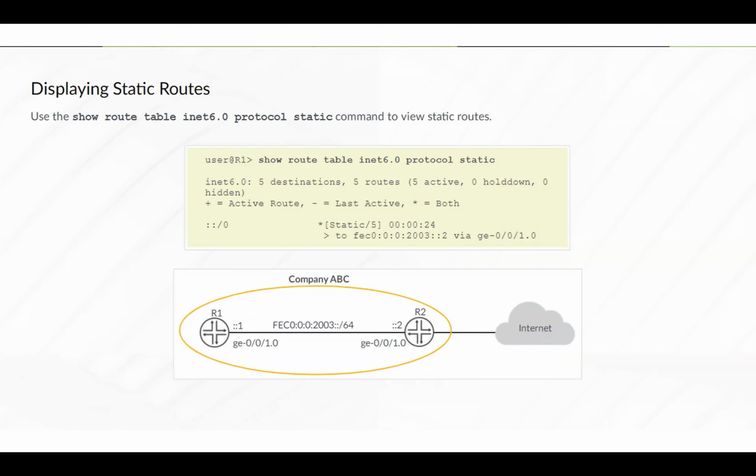So how to verify a static route? Just use this command: show route table inet6.0 protocol static. That will show you only the static routes from your router's route table.